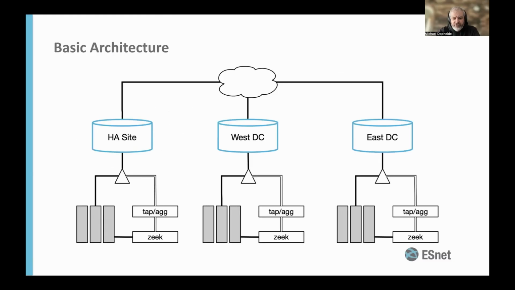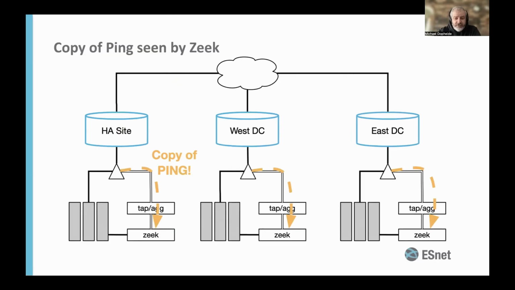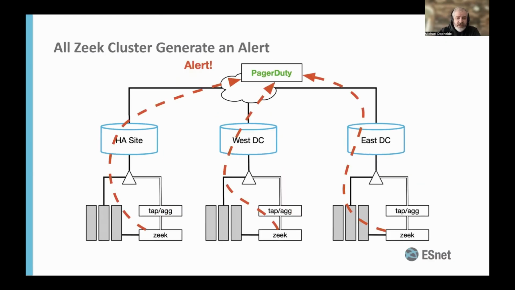This is a very simple diagram, an overview of our setup. 3 main data centers with Zeek clusters running in each one. Every week during our on-call handoff meeting, the primary Zeek system sends a ping out to the other 2. That is, in this case, the malicious traffic. A copy of that ping is sent through the passive tap, through the tap bag, to the Zeek system, which, through this script I'm going to show you, identifies that as a notice and fires off an alert to PagerDuty.